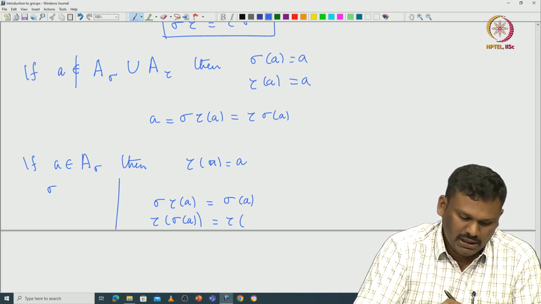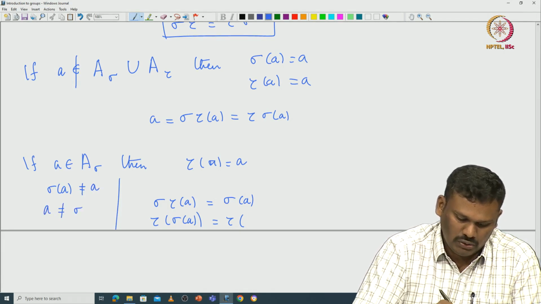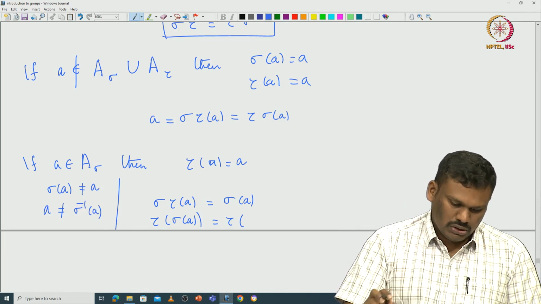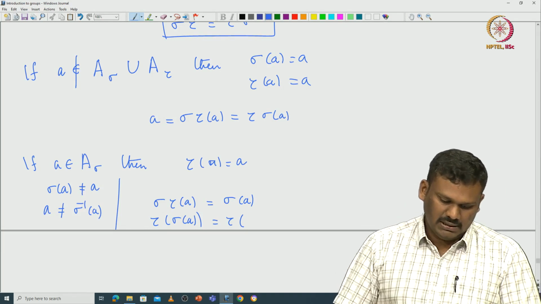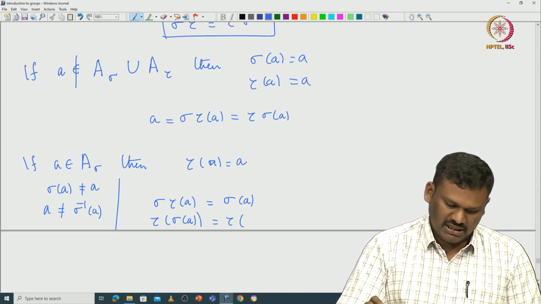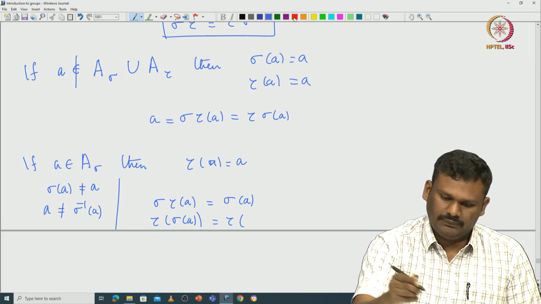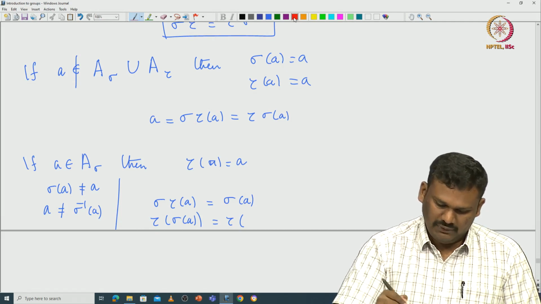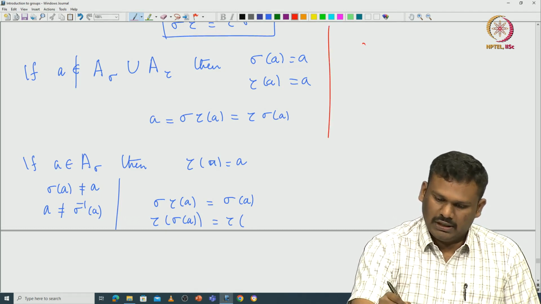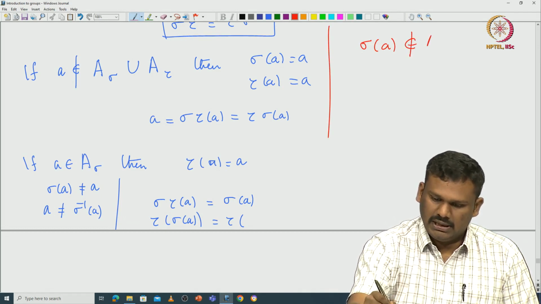So, it means sigma of A is not equal to A. In particular, A is also not equal to sigma inverse of A. Okay. So, since sigma of A is not equal to A, you can see that sigma of A also cannot be inside. Okay. So, what we need to say is that tau actually fixes sigma of A. So, it is enough to see that sigma of A cannot be inside this A tau.